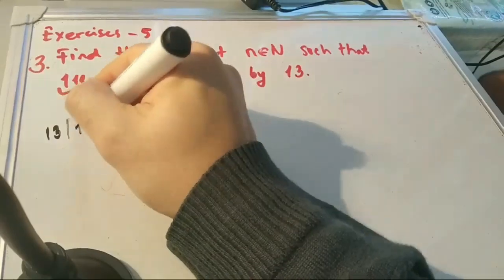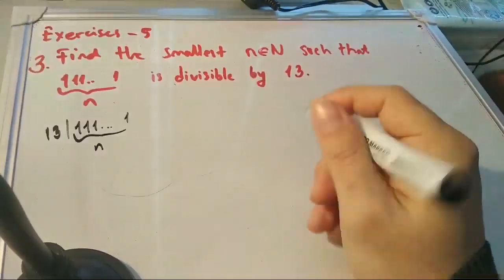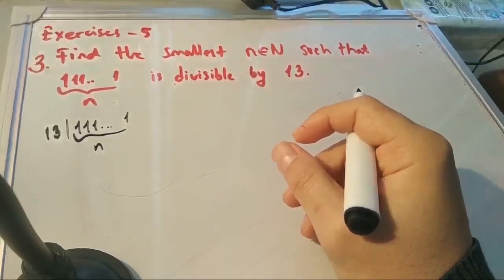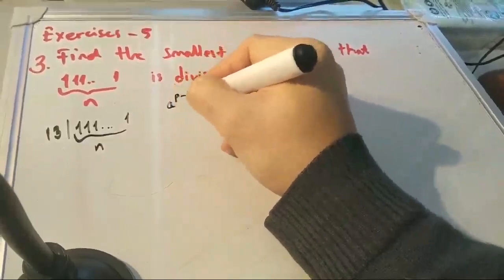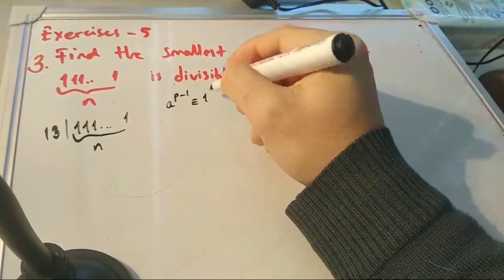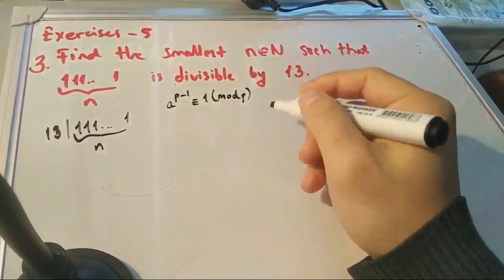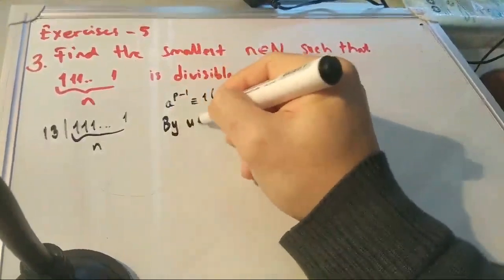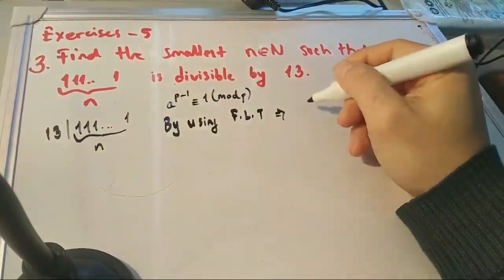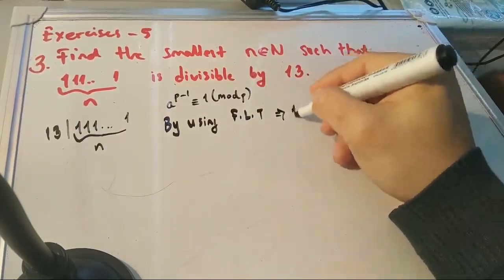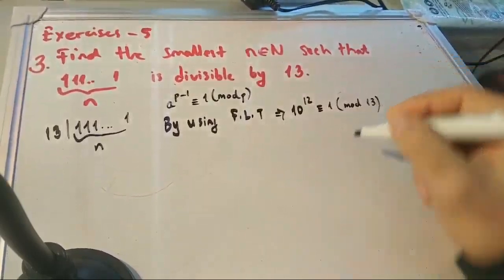13 divides this number. n is equal to 12, yes. So we have to use Fermat's little theorem, right? Remember, a to the power of p minus 1 is congruent to 1 in mod p. So we can say that by using Fermat's little theorem, 10 to the power of 12 is congruent to 1 in mod 13.